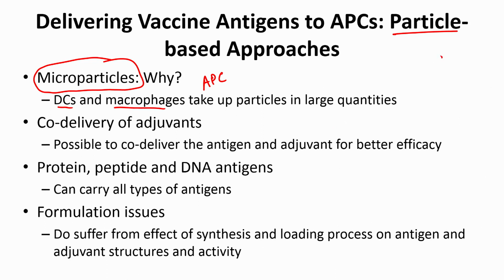So, to give you an example, let us say this is a dendritic cell and we are trying to deliver a subunit vaccine. So, in this case we are trying to deliver a protein. Now, the size of this protein typically would be anywhere between 1 to 5 nanometer.